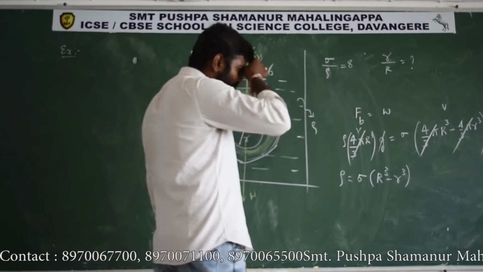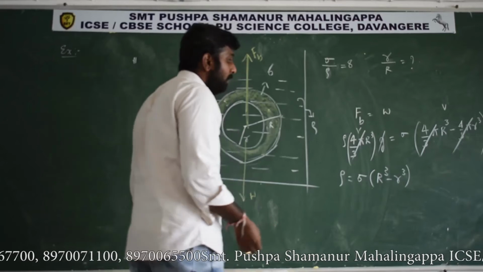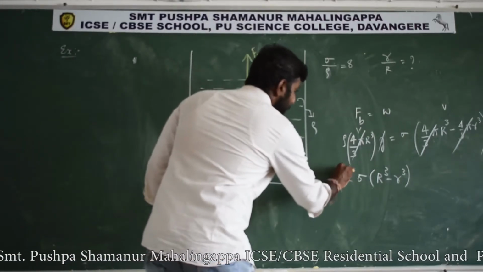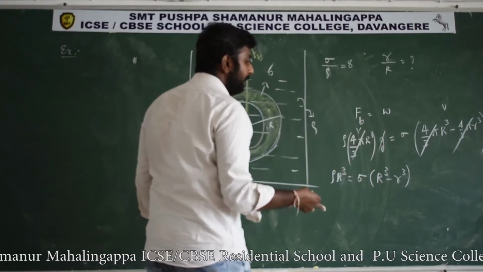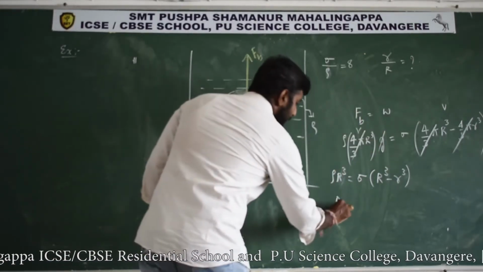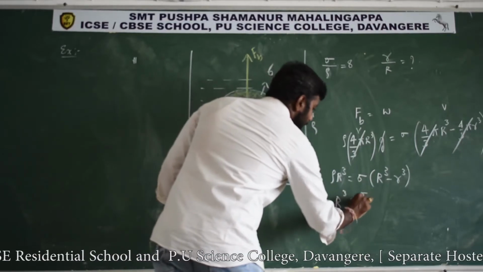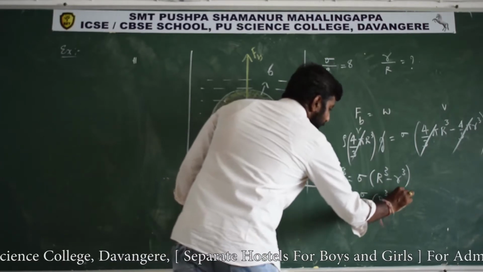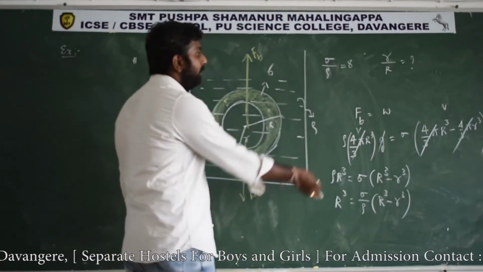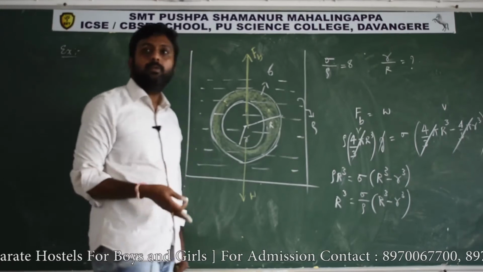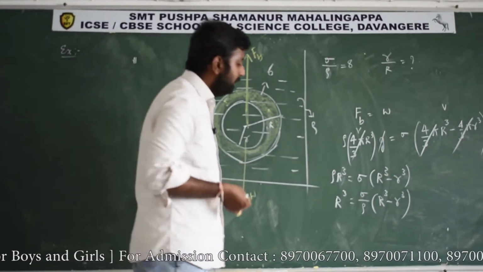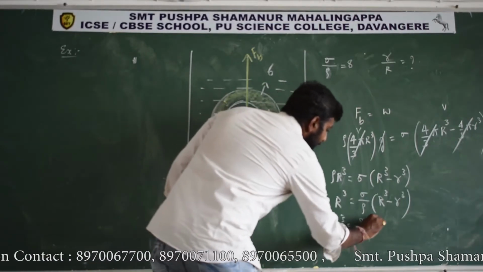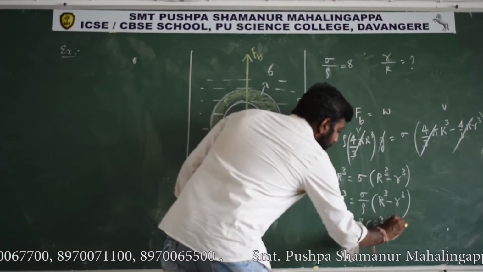And also you know that, sorry, here rho capital R cube is equal to sigma times capital R cube minus small r cube, and capital R cube should be equal to sigma divided by rho, that is capital R cube minus small r cube. And in the question itself the sigma by rho value is given, that is 8. Then you will get R cube is equal to 8 into R cube minus small r cube.